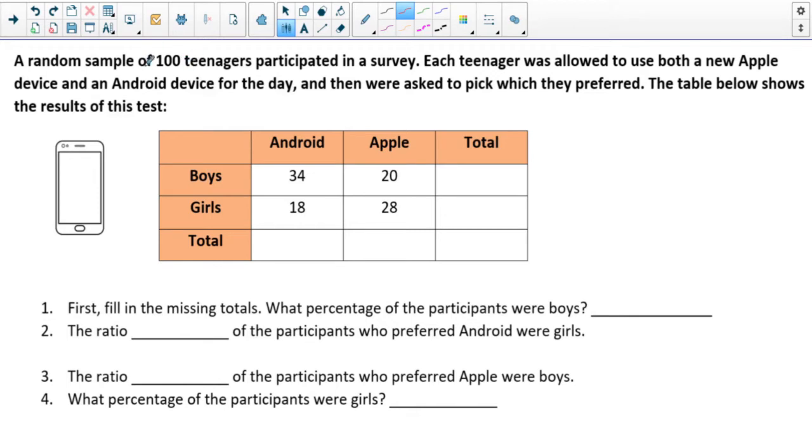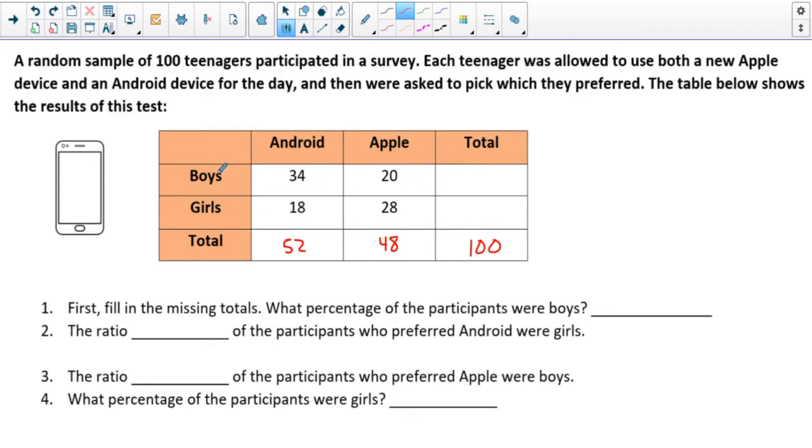Right away, I already know that 100 should be the full total for everything. If I add all these up, it should make everything add up to 100. For Android, looks like 34 plus 18 is 52. 20 for the Apple, 20 plus 28 is 48. And you'll notice this should add up to 100. If it doesn't, you might have made a mistake in there.